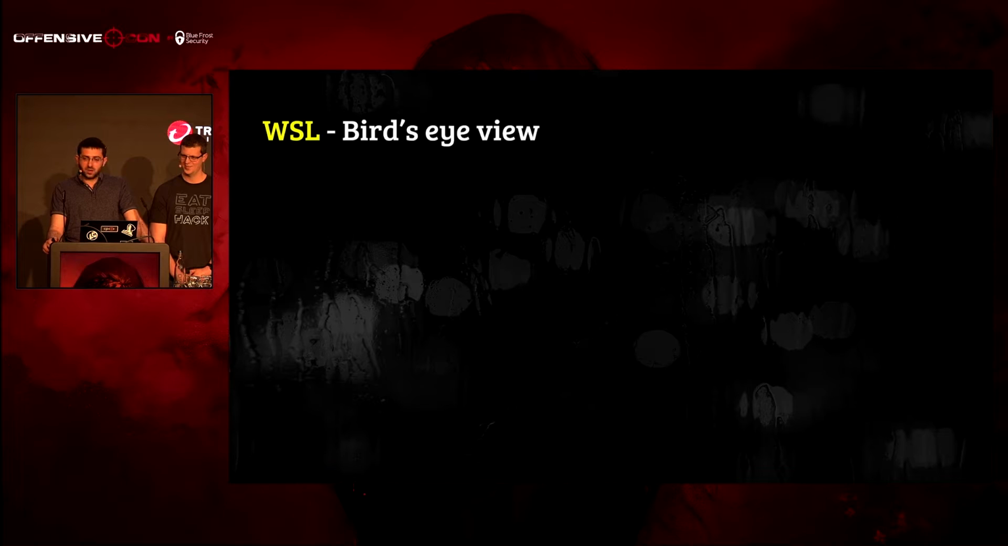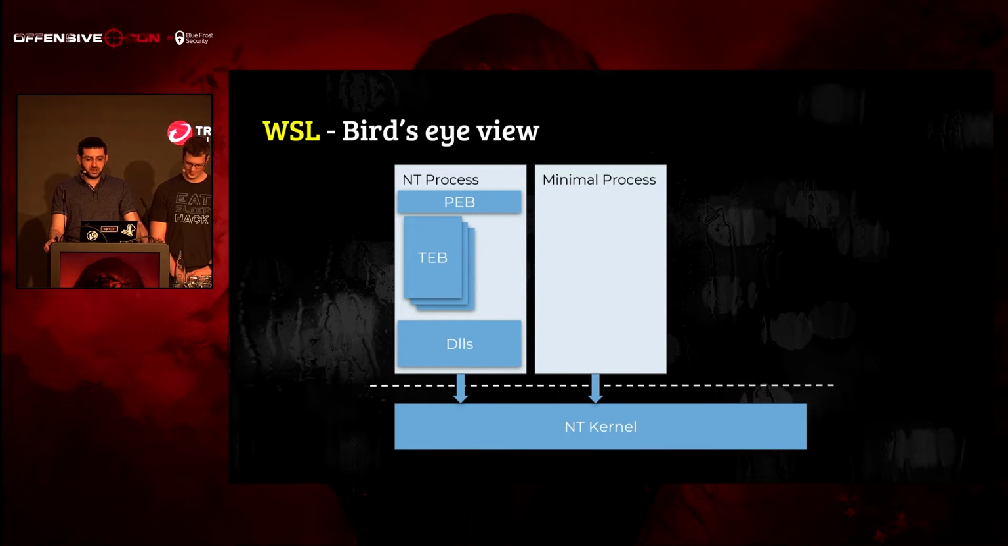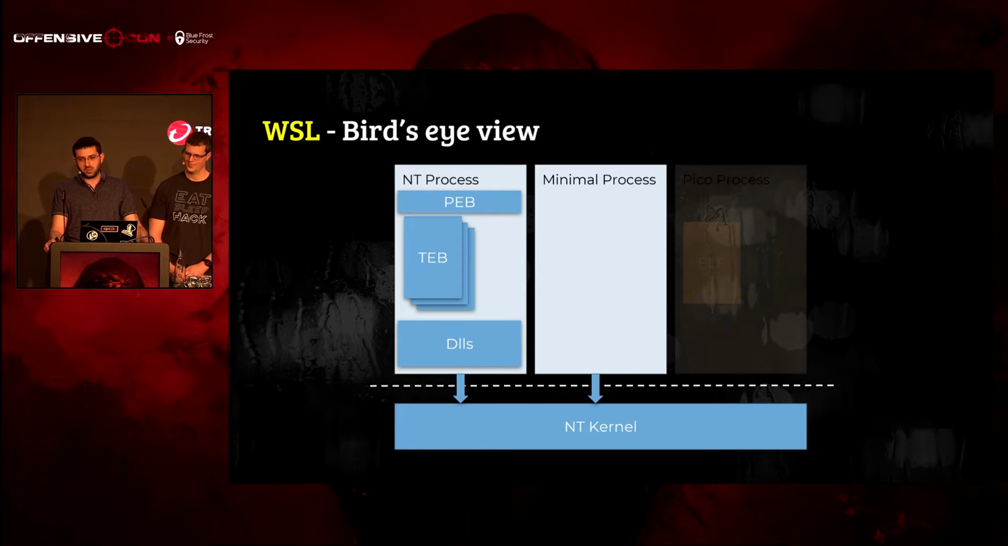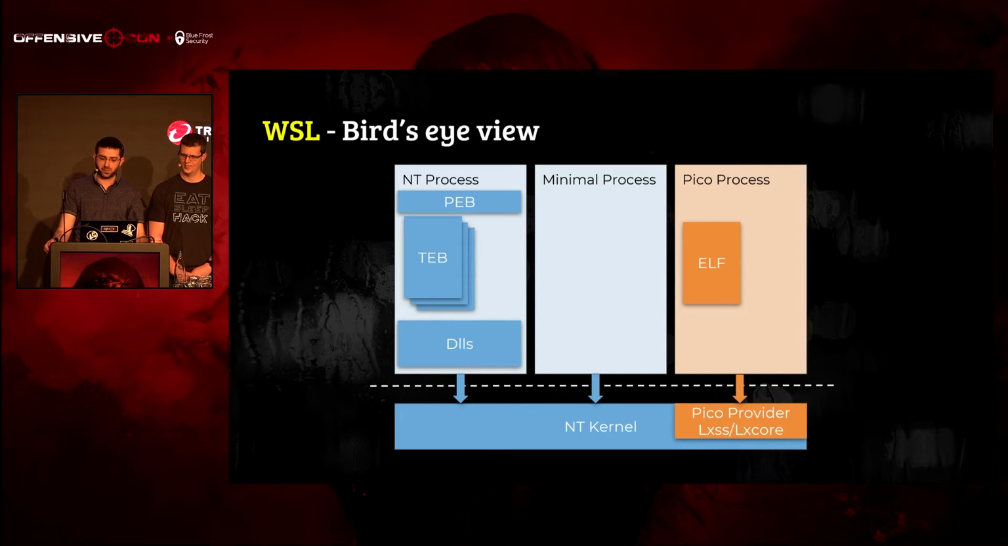So let's see how it works. Starting from Windows 10, there is a new type of lightweight process called a Pico process. When a Pico process issues a syscall, it will pass from the NT kernel to a dedicated driver called a Pico provider. In the case of WSL, the Pico processes are Linux binaries, and the Pico providers, LXSS and LXCore, will translate the Linux syscalls to NT system calls.